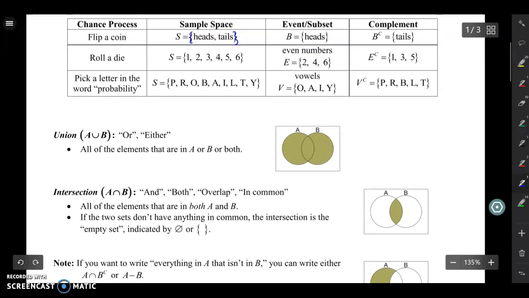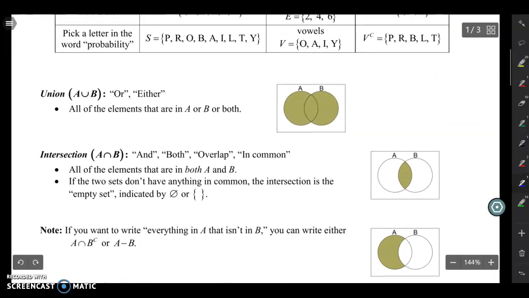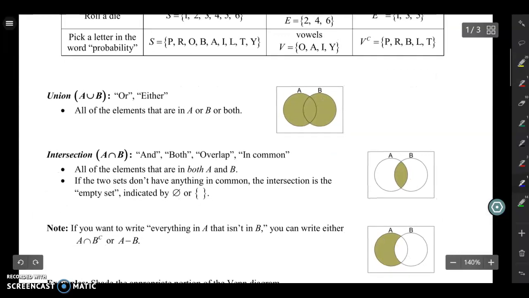So let's talk about a few other vocabulary words. We've got this word union. Union is denoted with this symbol right here. It looks like a U. It's actually just a mathematical symbol for a union, and it means or, either. Whenever you say the union of the event A and the event B, it means all of the elements that are in A or in B or that are in both of them.